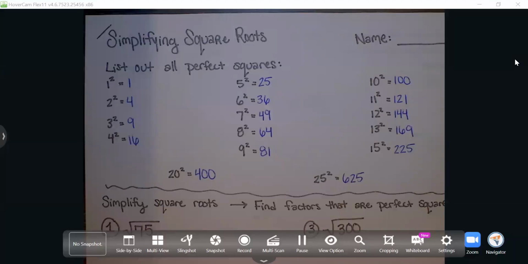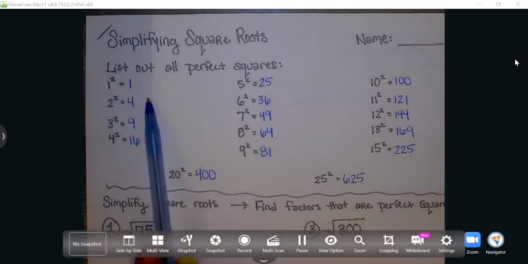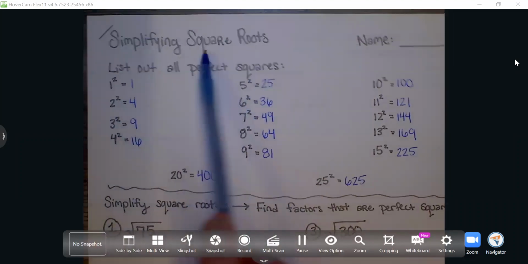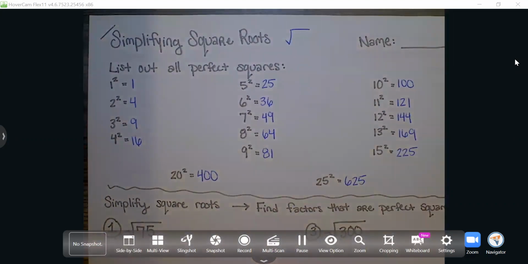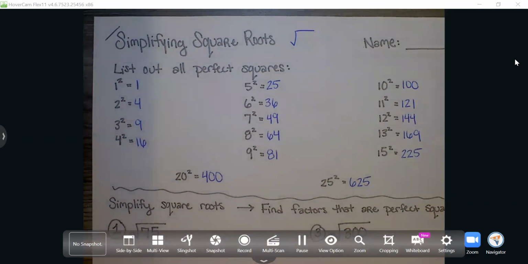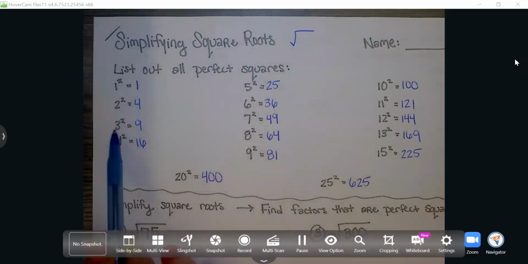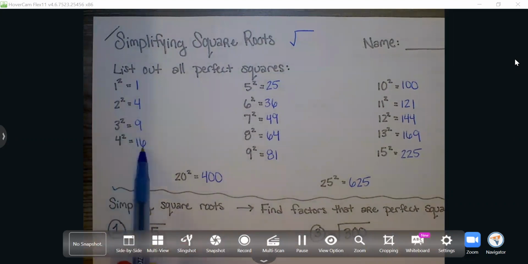All right, to start off today's activity, we are going to first list out all of our perfect squares. We are working on square roots, right? This symbol right here means I'm going to take the square root of something. And so in order to start taking the square root of something, we should think about what our perfect squares are. 3 times 3 is 9, 4 times 4 is 16, so on and so forth. 25 times 25 is 625.